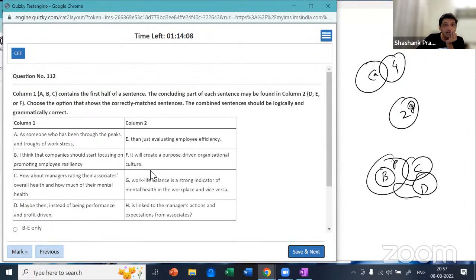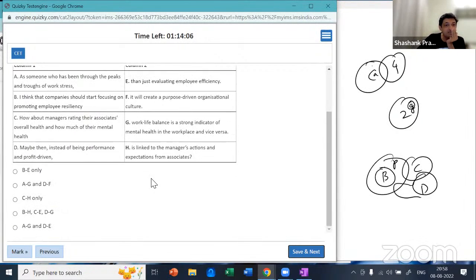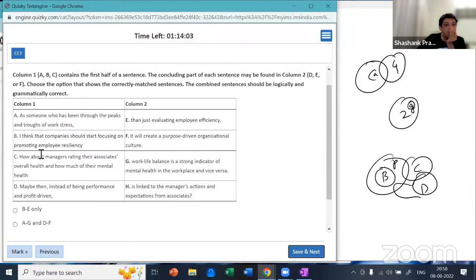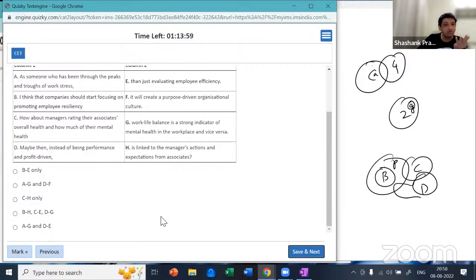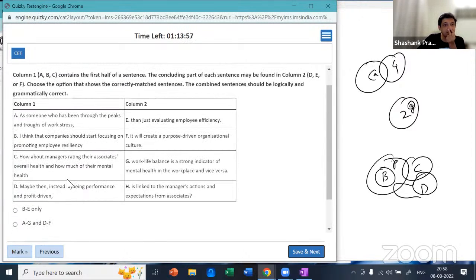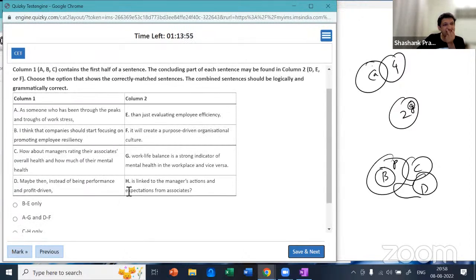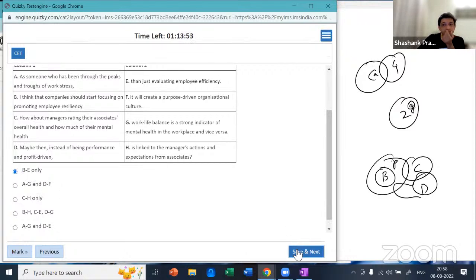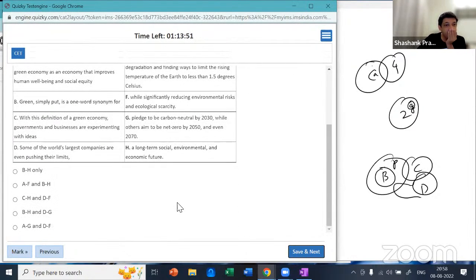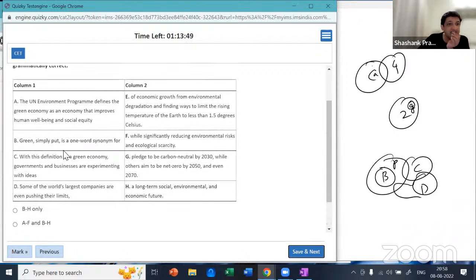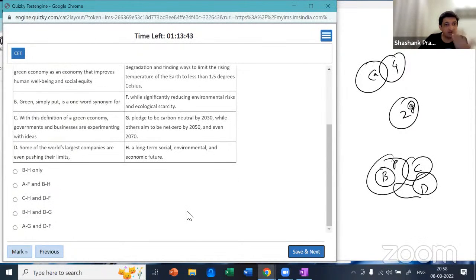I don't know, what did they ask? Is it right or wrong? Correctly matched. BH. BH is definitely wrong. So the 4th is out. BE or CH. I think BE is better than CH. Okay, BH I can see at 3 places. Let's see. Green, simply put, is a one-word synonym for a long-term social, environmental, economic future. Yeah. So BH is fine.